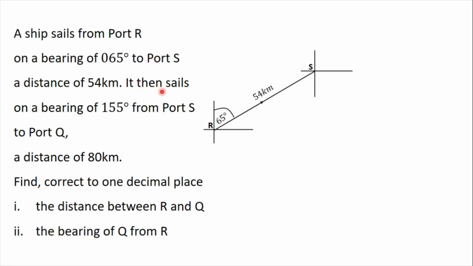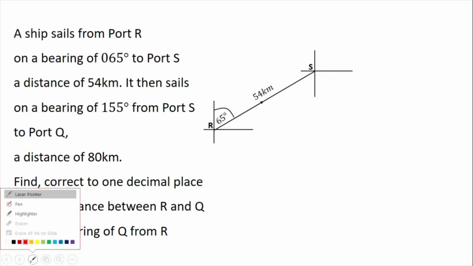It says that it then sails on a bearing of 155 degrees from Port S. So for the second part of the journey, it started from Port S. That is why I've drawn the X and Y plane on Port S. So this ship started sailing in the second part of the journey from Port S to Port Q. So the starting point is Port S. The ending point is Port Q on a bearing of 155 degrees. So you are going to measure 155 degrees from Port S.